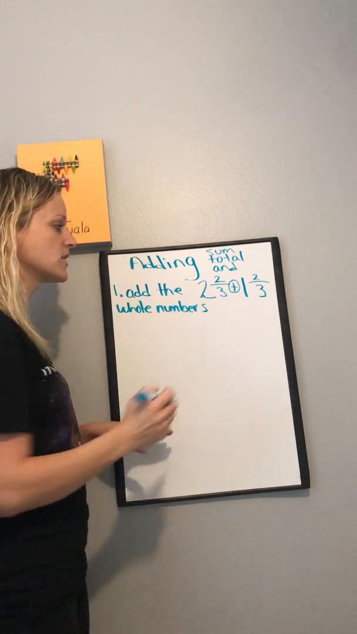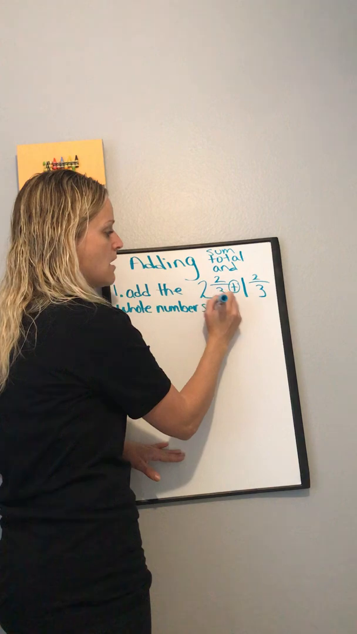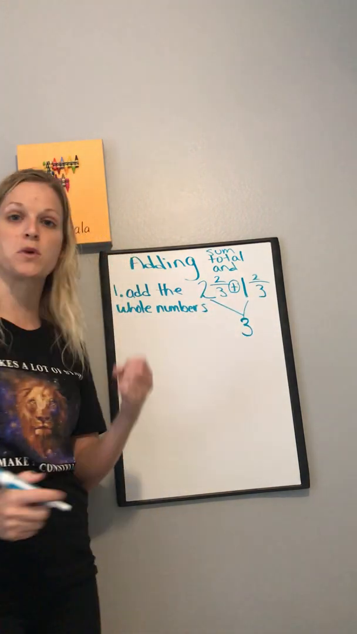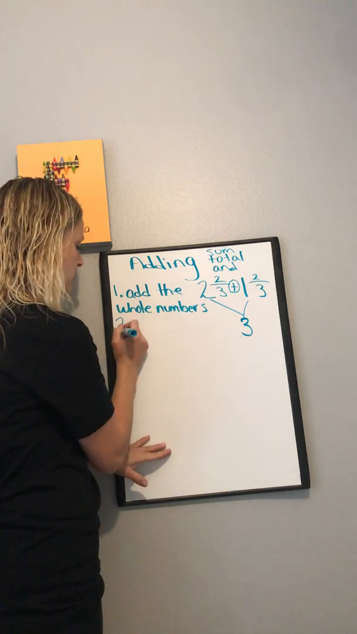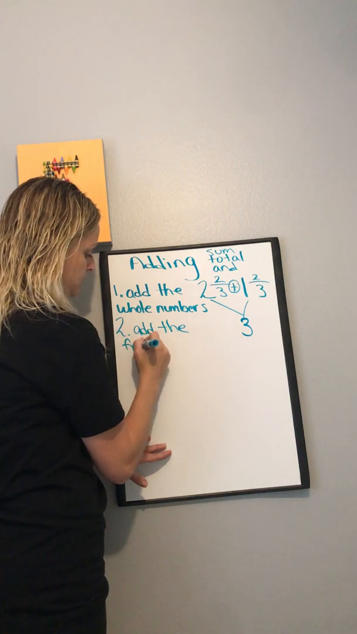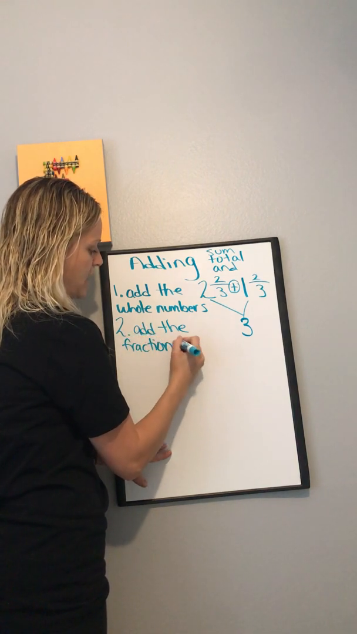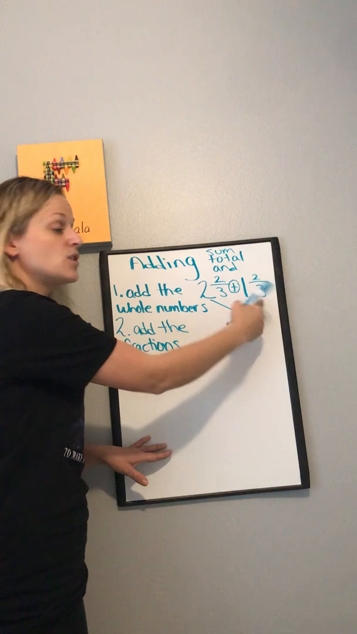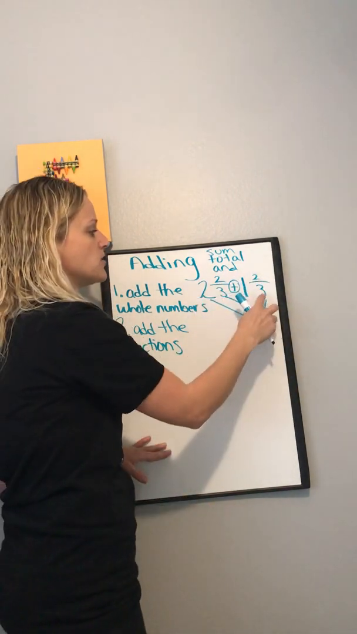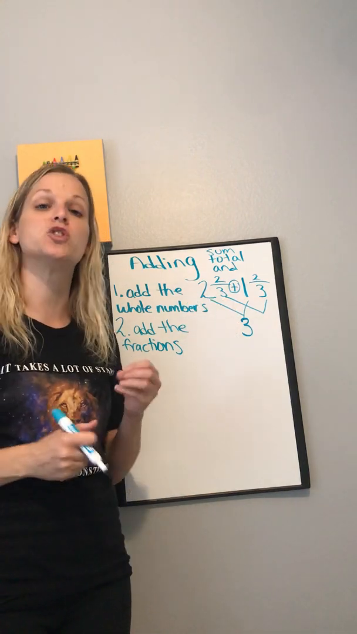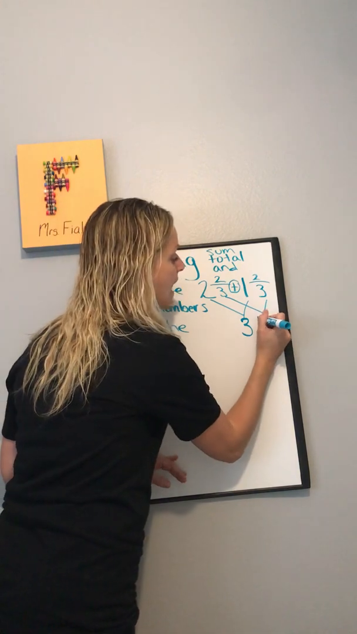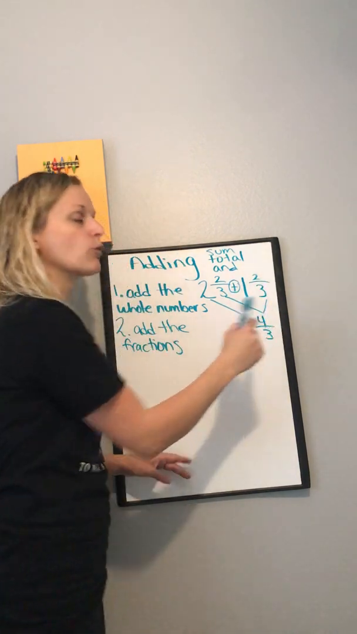Okay, so for example, my whole number here is 2, my whole number here is 1. I'm going to add those. 2 plus 1 gives me 3. That's step 1. Step number 2 is to add the fractions. Okay, so what are my fractions here? I have 2/3 plus 2/3, and I kind of use this little caret to do this, okay? So 2/3 plus 2/3. Remember, when we add fractions, we just add the numerators, the top numbers. So 2 plus 2 gives me 4, and that's going to stay over 3.